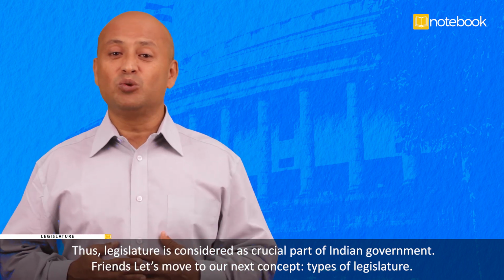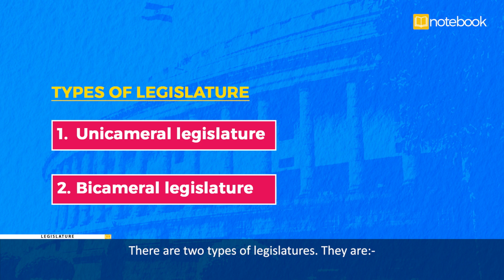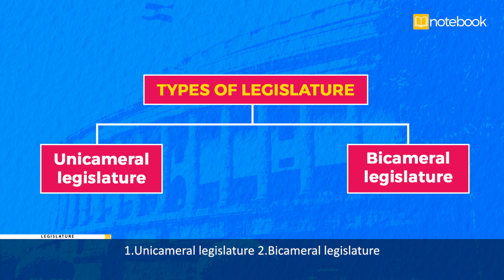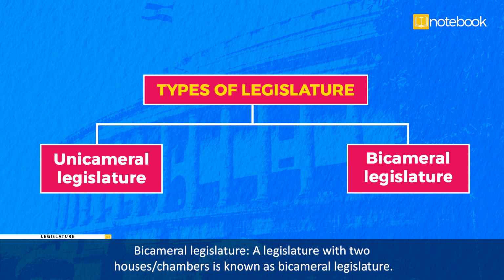Friends, let's move on to our next concept, types of legislature. There are two types of legislatures. They are unicameral legislature and bicameral legislature. Unicameral legislature: a legislature with one single house or chamber is known as unicameral legislature. Bicameral legislature: a legislature with two houses or chambers is known as a bicameral legislature.